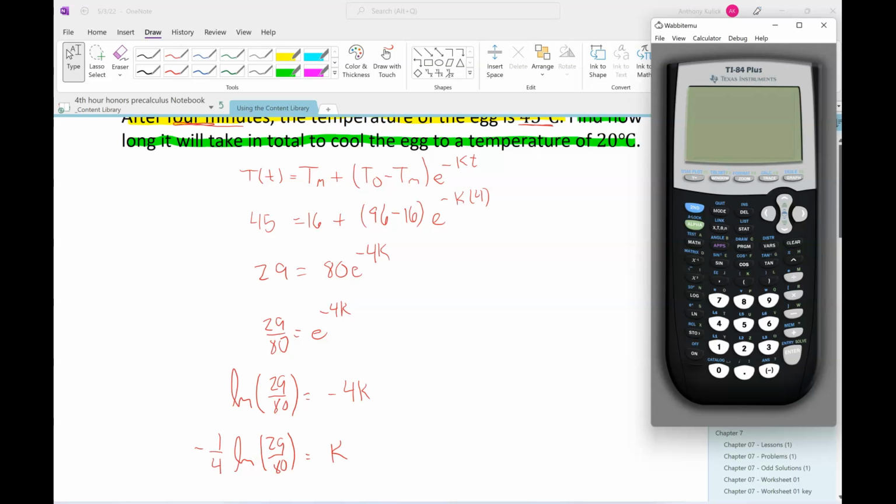So now it's calculator time. So I get positive 0.254-ish.